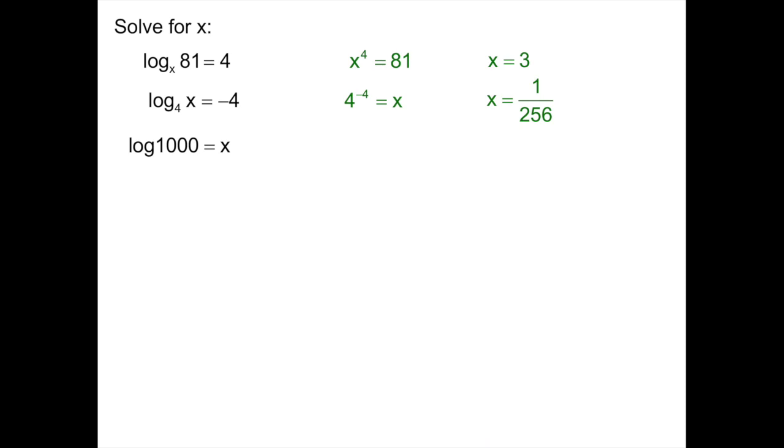Now for my next one, this is actually called a common log. It doesn't have a base written there, but if there's not a base written there, we assume it's a 10. So we're going to rewrite this then as 10 to the x is equal to 1,000. Now again, you want to think, well, if I had made this 10 to the 1st, it's just 10. 10 to the 2nd is 100. 10 to the 3rd is 1,000, and that's why x is going to be 3. Try the next one on your own.